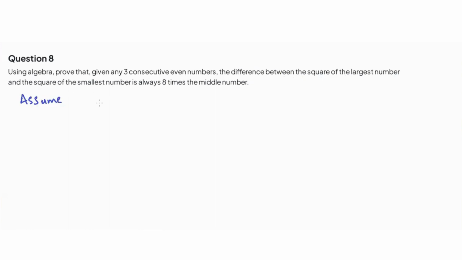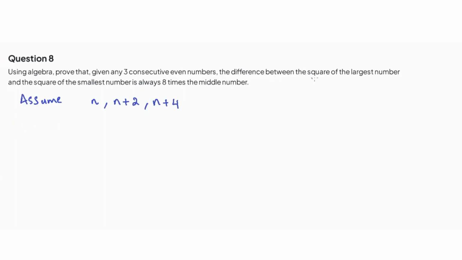So the first even number I'm going to assume is n. The next consecutive even number would be n plus 2, and then n plus 4. Since it's an even number, we add 2 to each consecutive number, because all even numbers have a difference of 2. So what we do next is make our equation.